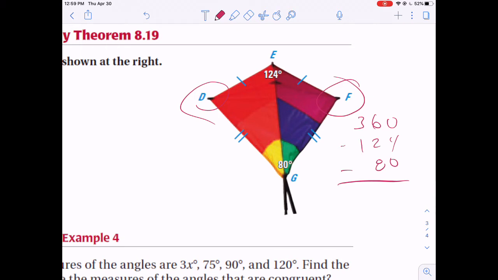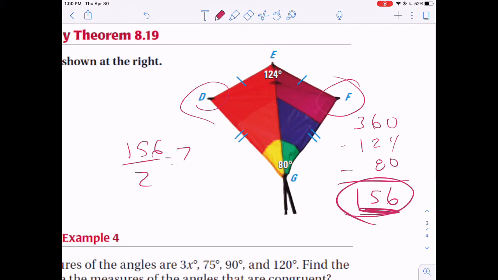160, 156. So 156. I took away those two angles. I got 156 left between F and D. They've got to be equal, so I have to divide this by 2. This 156 gets divided by 2 for F and D because they're equal. So 156 divided by 2 equals, what, 78? I think it's 78 each. 78 degrees.